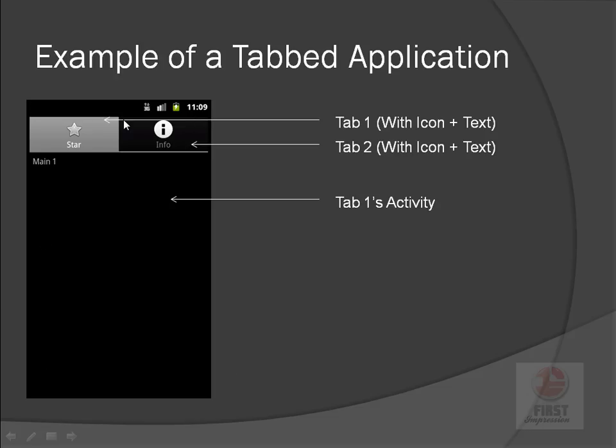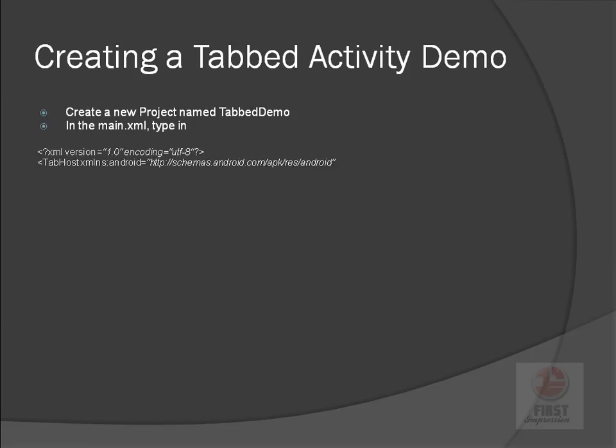Inside the tab host you have 2 controls placed linearly vertically. The 2 controls are the tab widget and the frame layout. The frame layout is nothing but a layout which is used to hold activities inside it. With that knowledge, we have seen the tab host file.